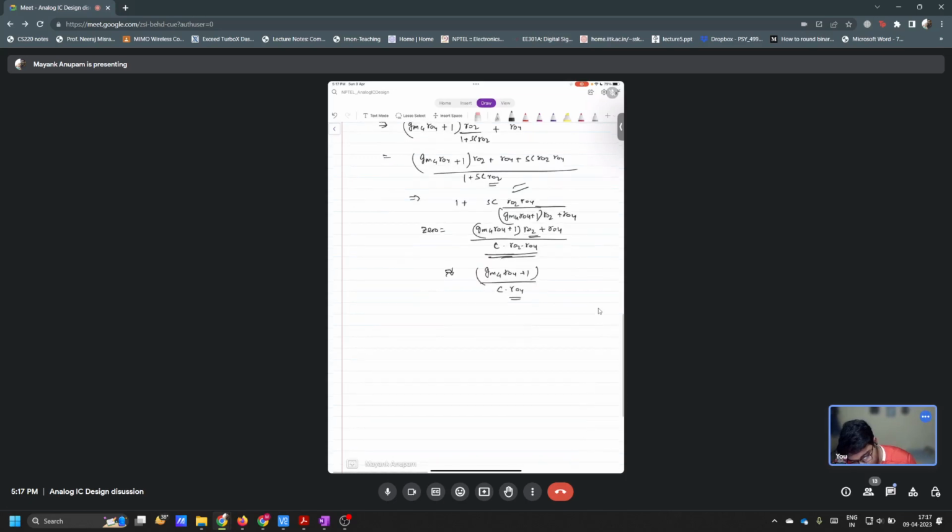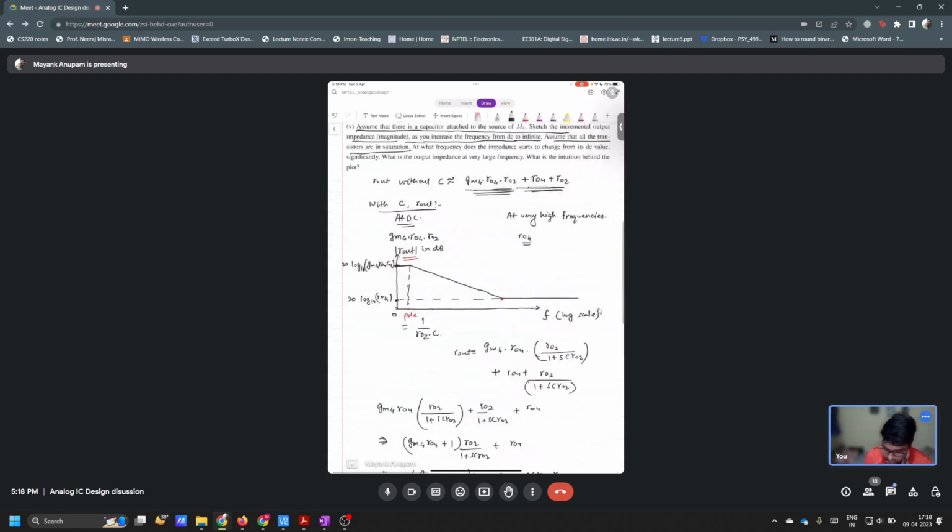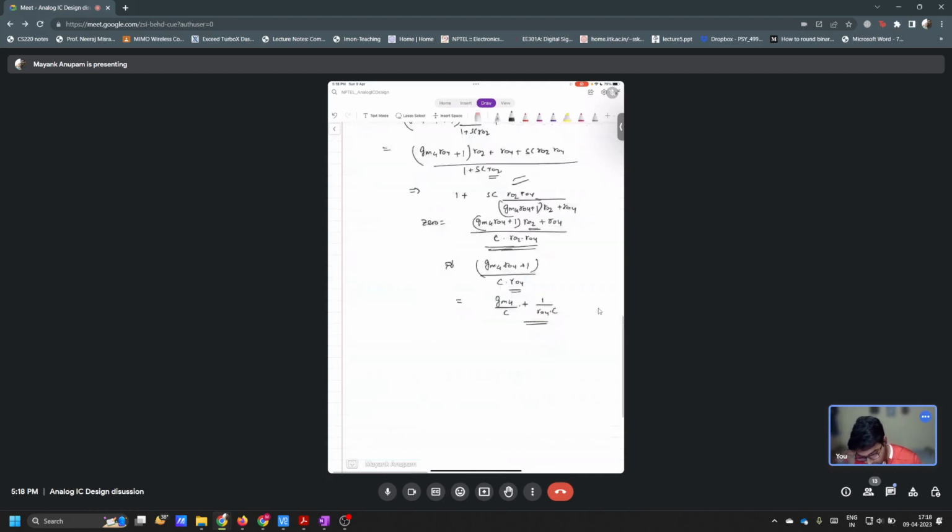Okay, and you can simplify it further to GM4 divided by C, plus 1 over RO4 into C. So this is actually equal to GM4 by C plus, sorry, 1 over RO4 into C. Yeah, so this is what it is.